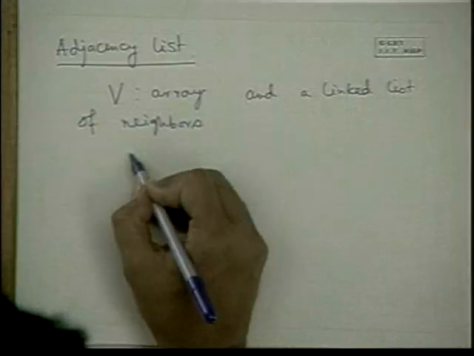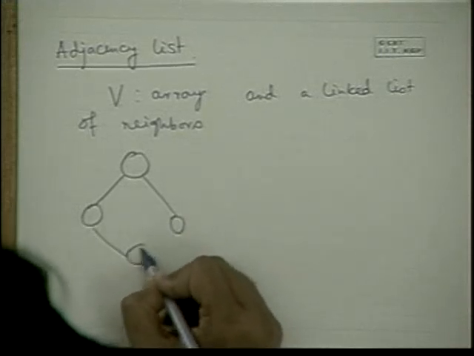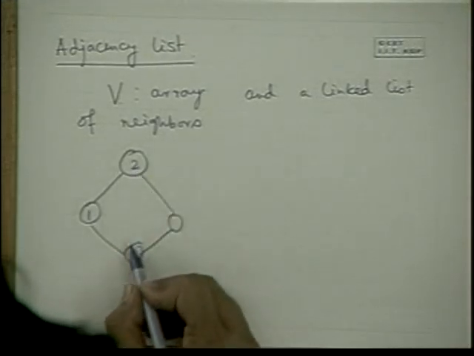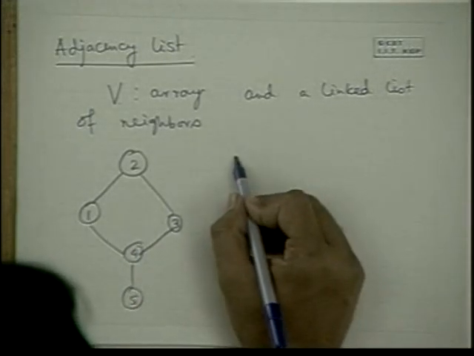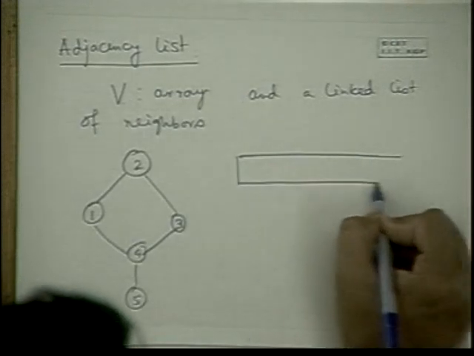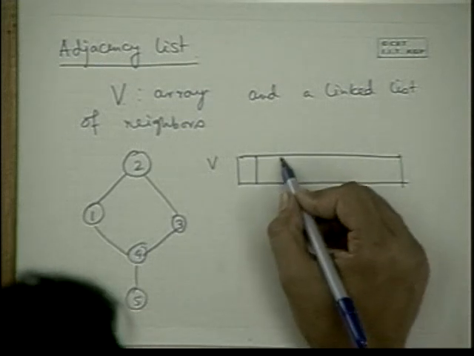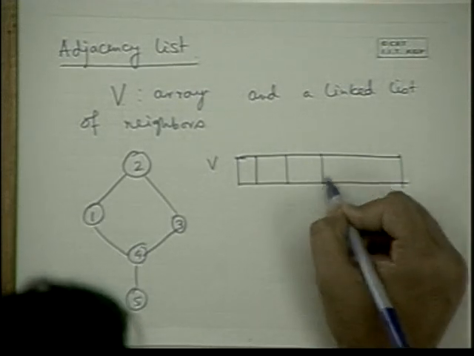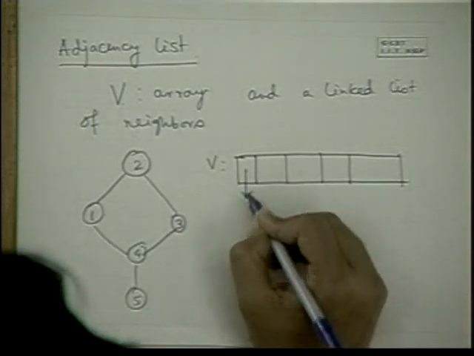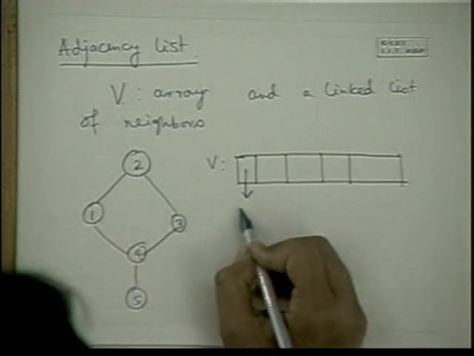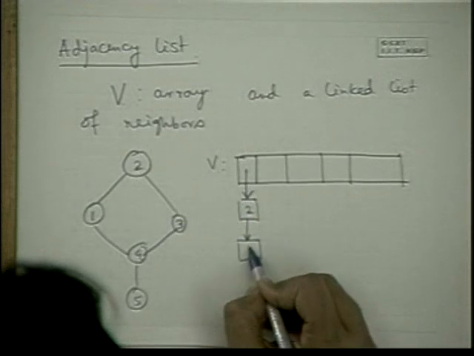So let me see. Suppose this is the graph. Again, we take the same graph. So 1, 2, 3, 4, and 5. Now this will be represented like this in this data structure. So we will have an array V of 5 nodes or 5 entries, 1, 2, 3, 4, and 5. Each one, say V1. V1 will be pointing to all its neighbors. So 2 and 4 are its neighbors. So it will be pointing to 2, and another 4.